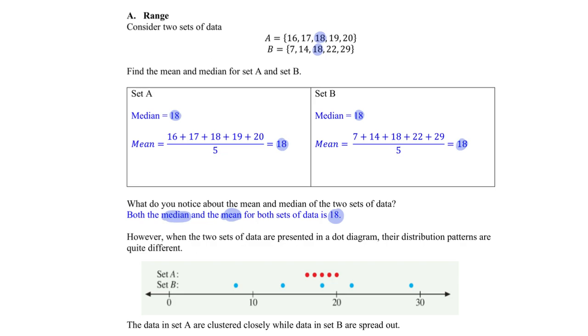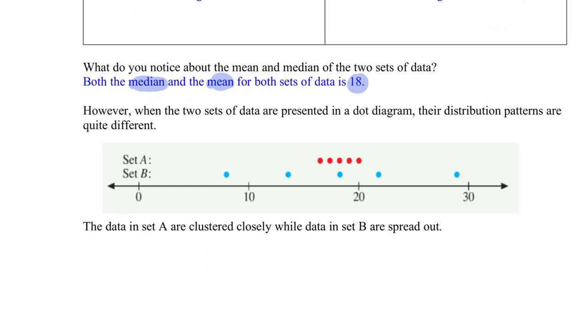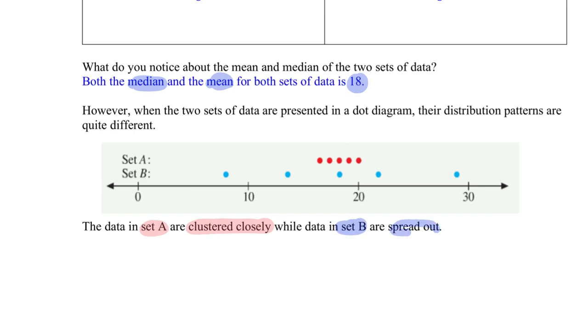But taking a closer look at their sets of data, when presented in a dot diagram, their distribution patterns are quite different. Set A are clustered closely together. Set B are pretty spread out.